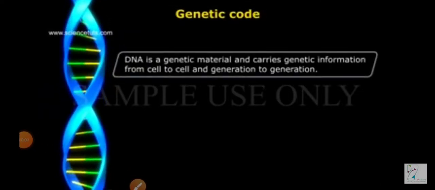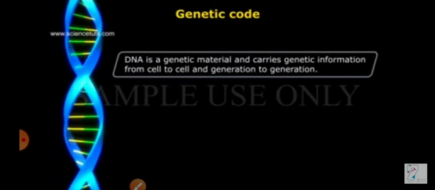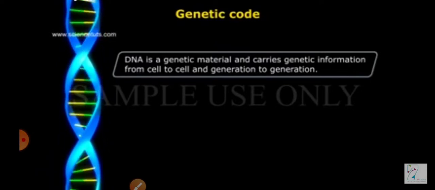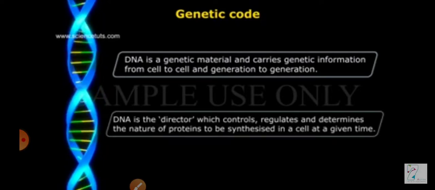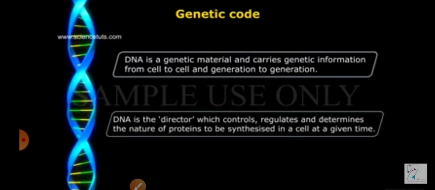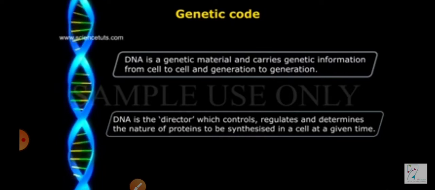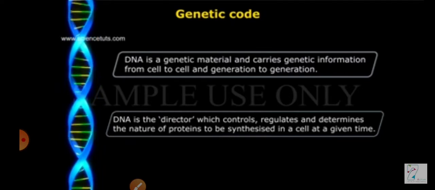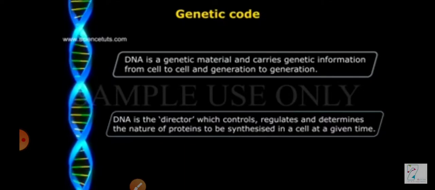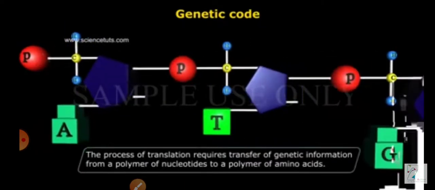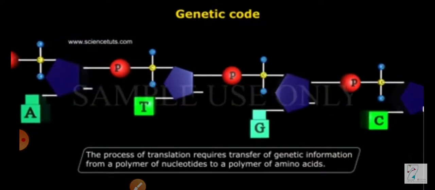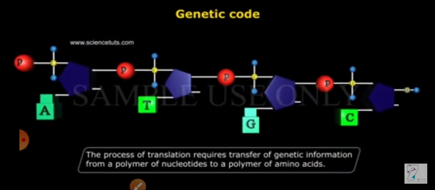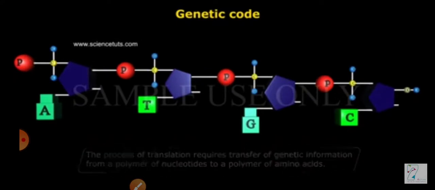Dear students, in this module we'll be talking about genetic code, which is defined as the relationship between the sequence of amino acids in a polypeptide and nucleotide sequence of DNA and mRNA. DNA is the director which controls, regulates and determines the nature of protein that needs to be synthesized in a cell. Talking about the genetic code, the process of translation requires transfer of genetic material from a polymer of nucleotide to a polymer of amino acids.